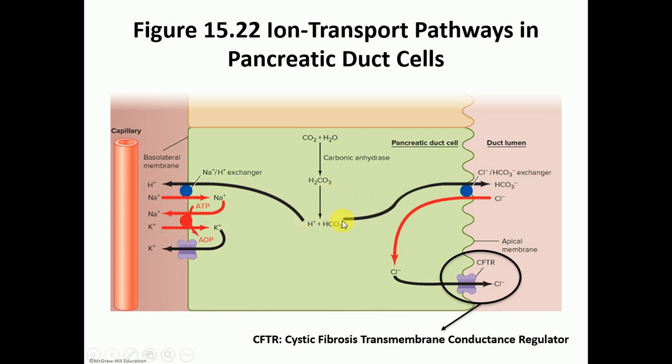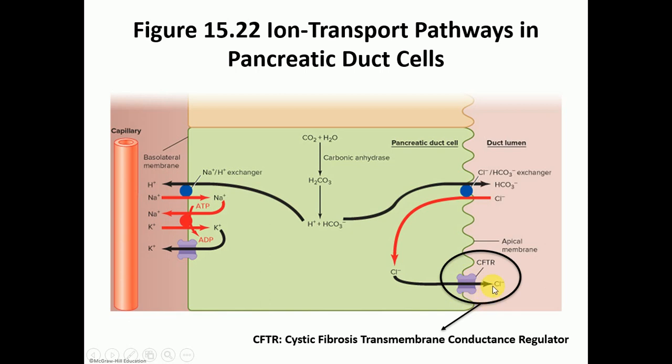It's the bicarb again that we are looking for. So the bicarbonate needs to get out into the pancreatic duct, and we will do that by exchanging the negative ion, the bicarb, with another negative ion, which is chloride. So we have what is known as a chloride-bicarbonate exchanger. We will kick out the bicarb and take in chloride. Now this negative ion, chloride, has to leave the cell, and it will do so through a channel known as the cystic fibrosis transmembrane conductance regulator, or CFTR.